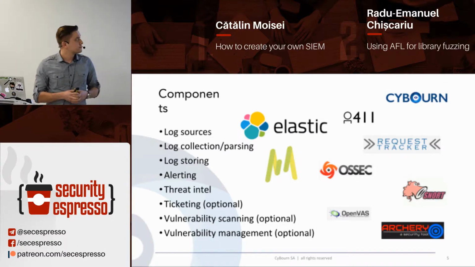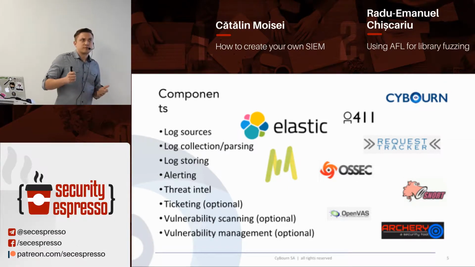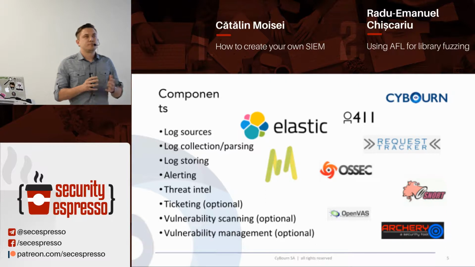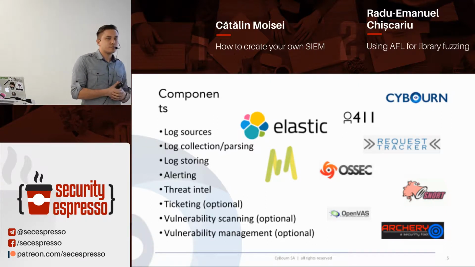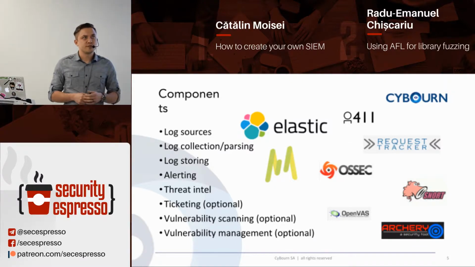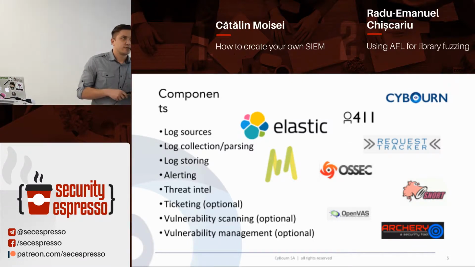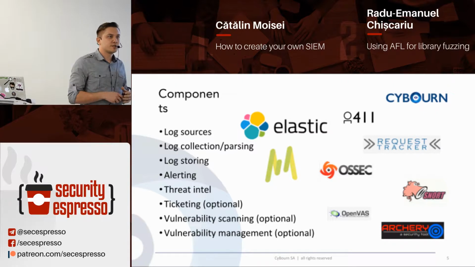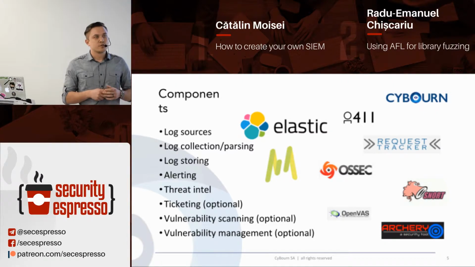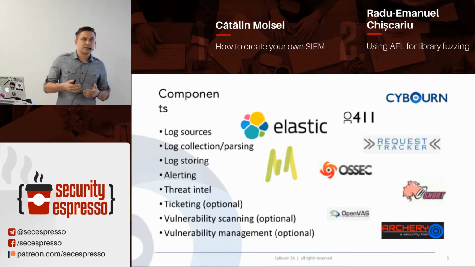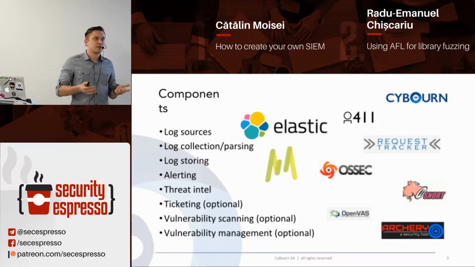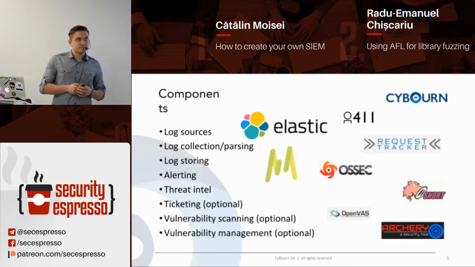Components of a SIEM are plentiful. You need to take into consideration log sources, which are all endpoints and servers in the network. You need to take into consideration parsing of logs and storing them in order to keep them safe from intruders, because if you don't keep the logs safe, then somebody can have access to the information of all your network in just one place.